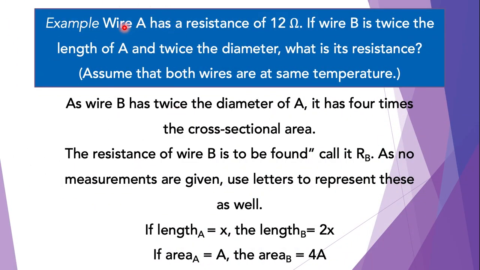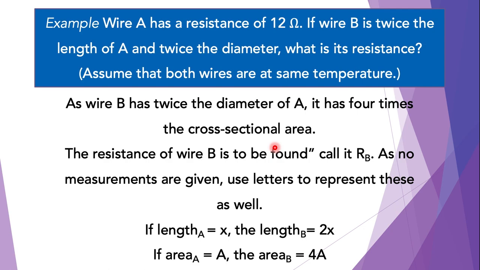So here we have the example. Wire A has a resistance of 12 ohm. If wire B is twice the length of A and twice the diameter, what is its resistance? Assume that both wires are at the same temperature. I would like you to do this question before reading the answer so that you can understand it yourself. You can pause the video and do it.